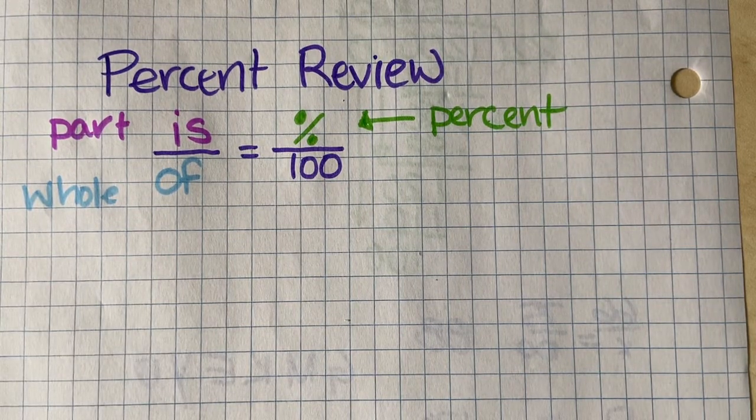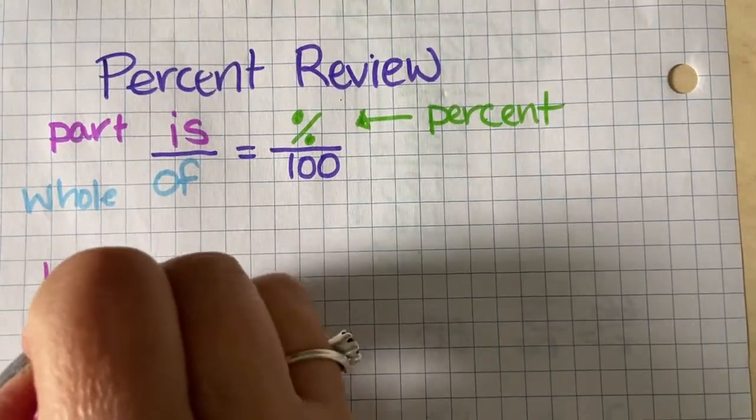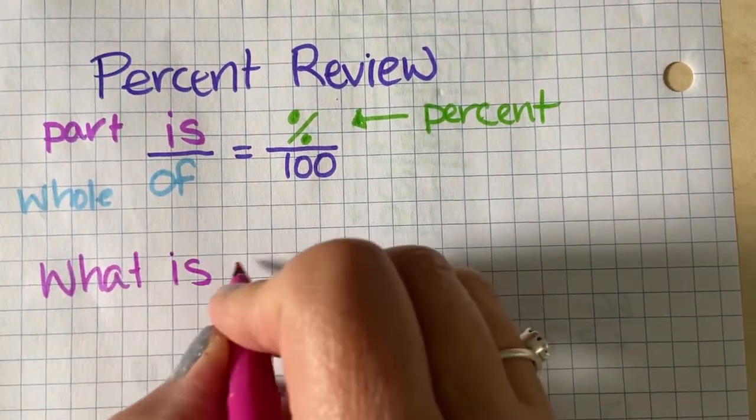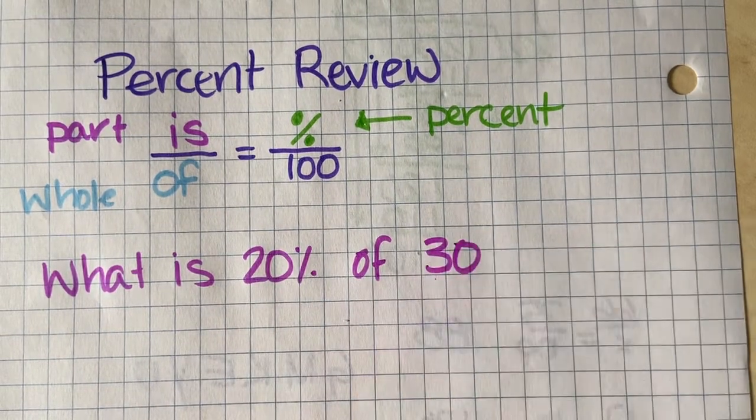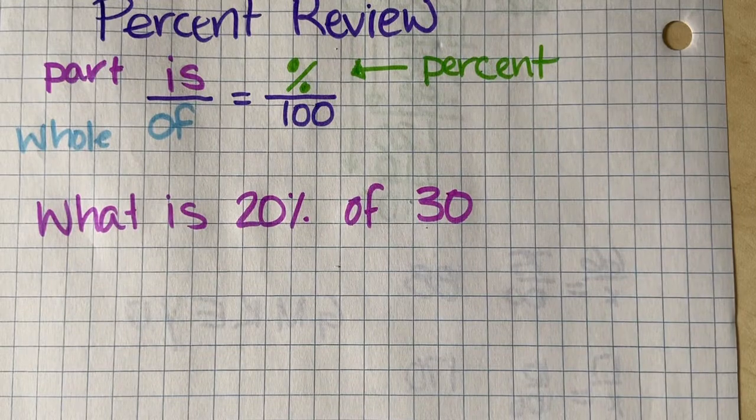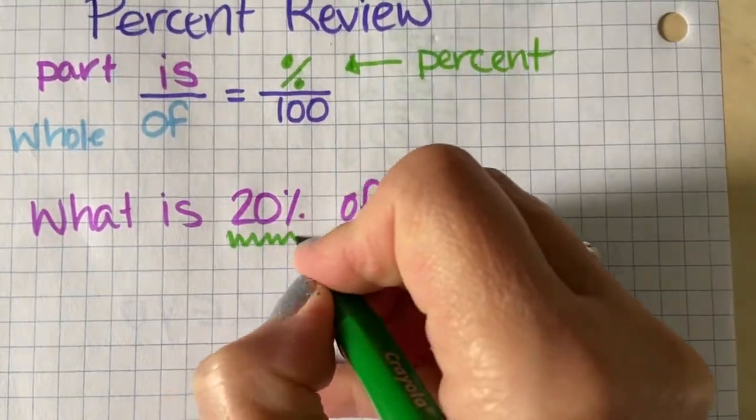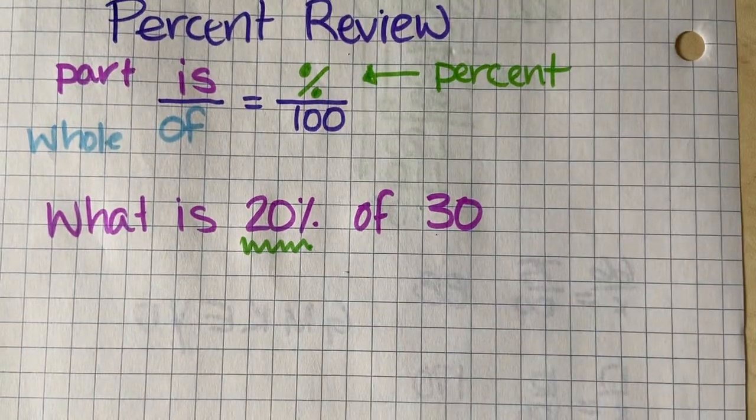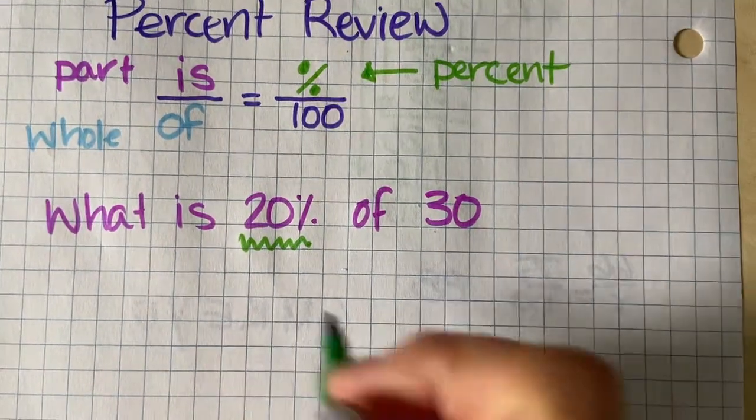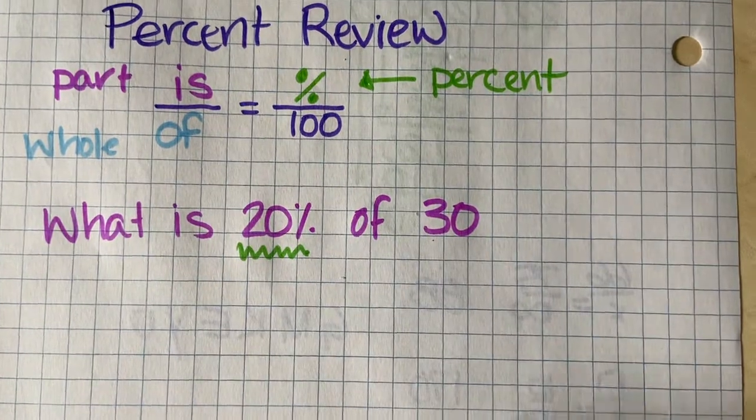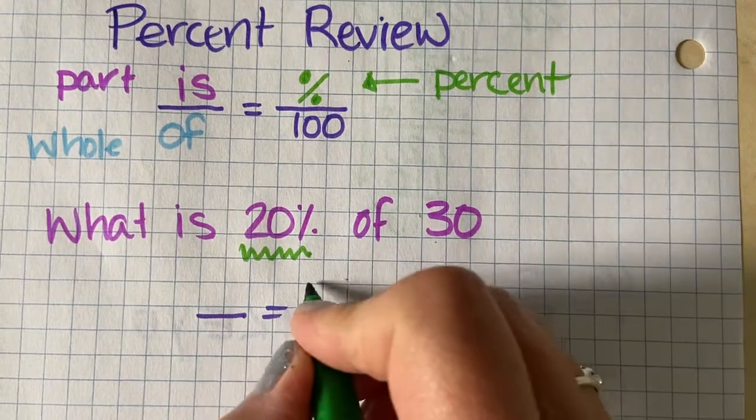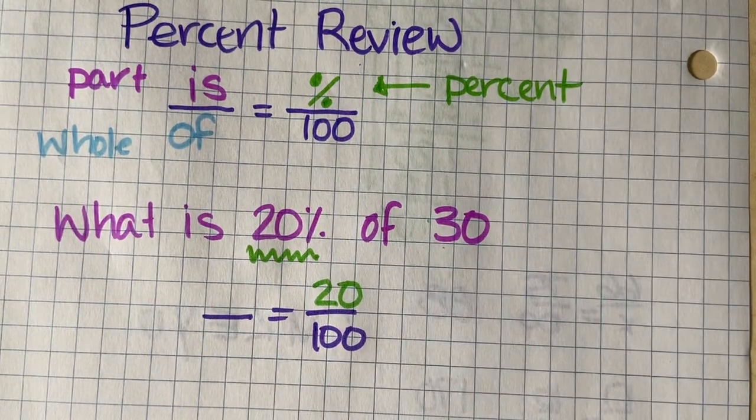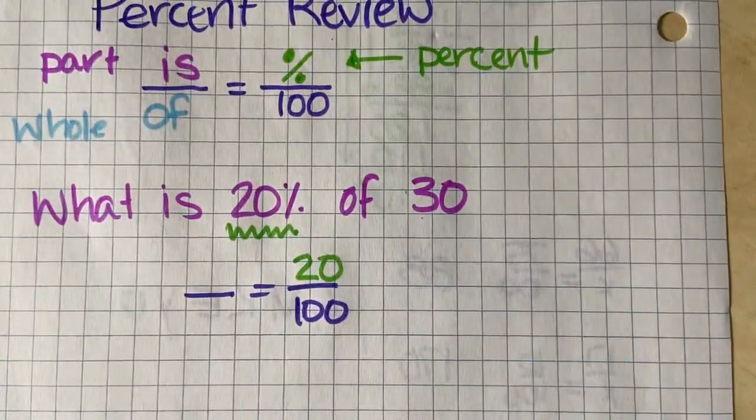So if you have a problem, let's say: what is 20% of 30, okay? So this is where I would look for my keywords. Here's my percent. It's between the word is and of, but I don't care, it's a percent. So if I set this up, remember I always start out the exact same way. That 20 has to go here. No matter what, it's a percent. It will never go on the other side.